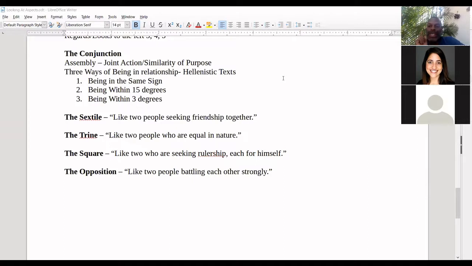Okay, so the assembly, when planets are in the same sign, they're within 15 degrees. Now, this thing that I've listed is actually a little different. I'm going to come to your question in one second from the idea of assembly. This was considered the three ways in which planets could be in relationship. They could be in the same sign, they could be within 15 degrees, they could be within 3 degrees. And that got switched off. But what we're really looking at is a group of planets that are within 15 degrees of each other.